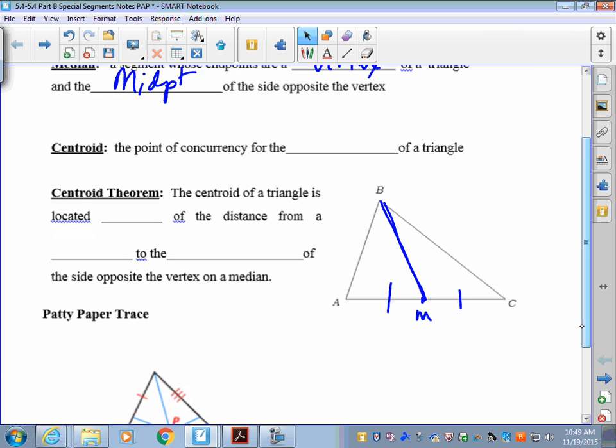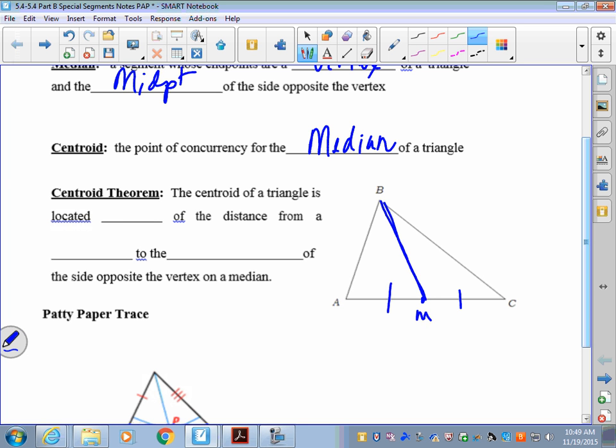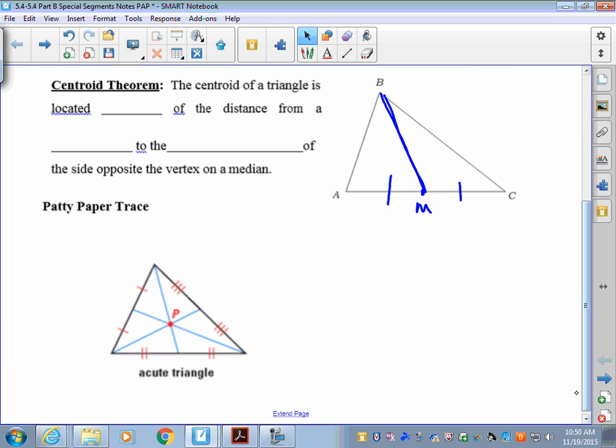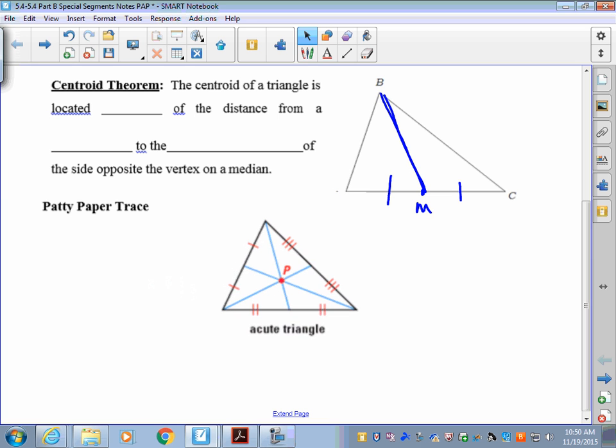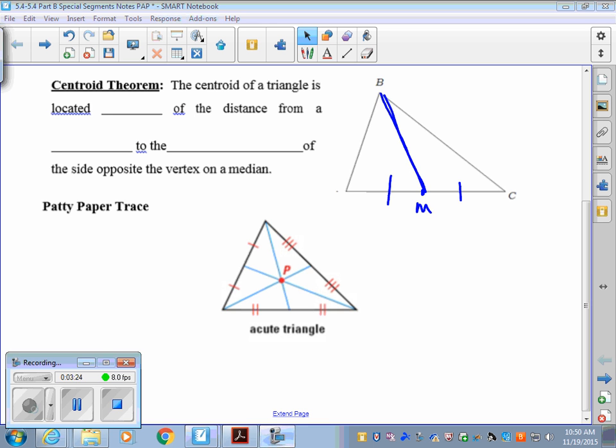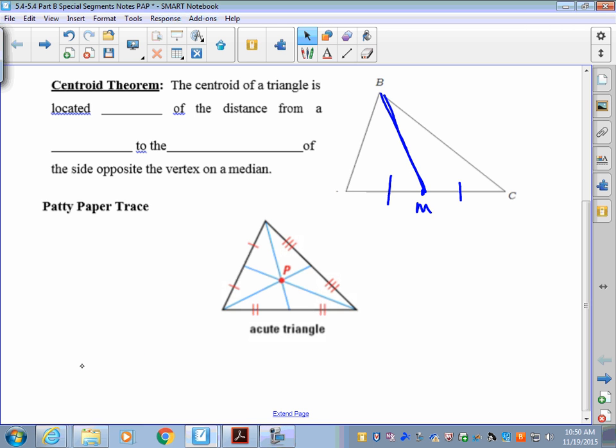All right, so the centroid is the point of concurrency for the medians. And we're going to use the centroid theorem, which basically says, and I'll show you up here, when you did your constructions, I believe you had something similar to this when you were done, all the tick marks. Okay, P right here is the intersection of all the medians. My blue lines are my medians in my illustration right here.